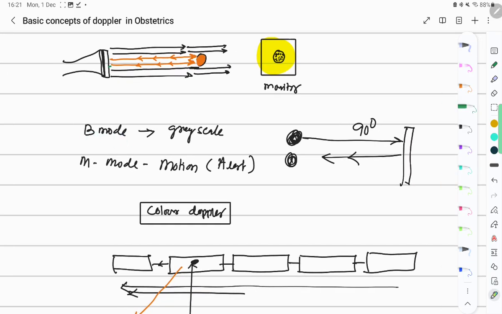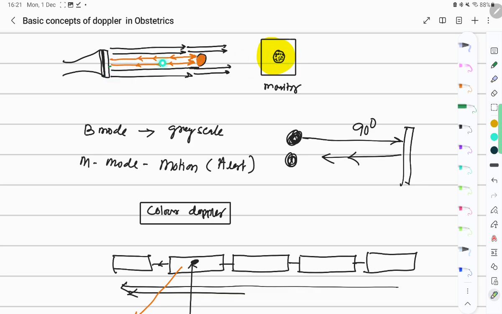B mode means grayscale. Suppose I throw a ball at a wall at a 90-degree angle. The ball will come back to me, again and again, because I am throwing the ball at the wall at 90 degrees. That is called B mode or grayscale. That means the sound wave hits the object and comes back to the probe at 90 degrees. So if we keep our probe at 90 degrees to an object, we will get the complete picture.